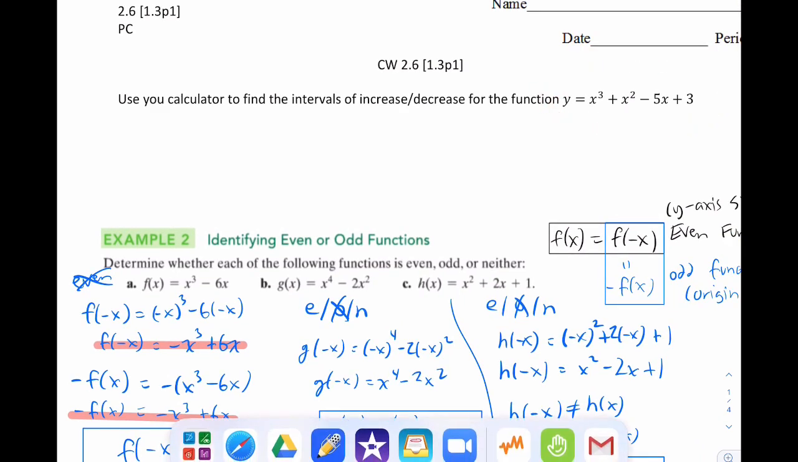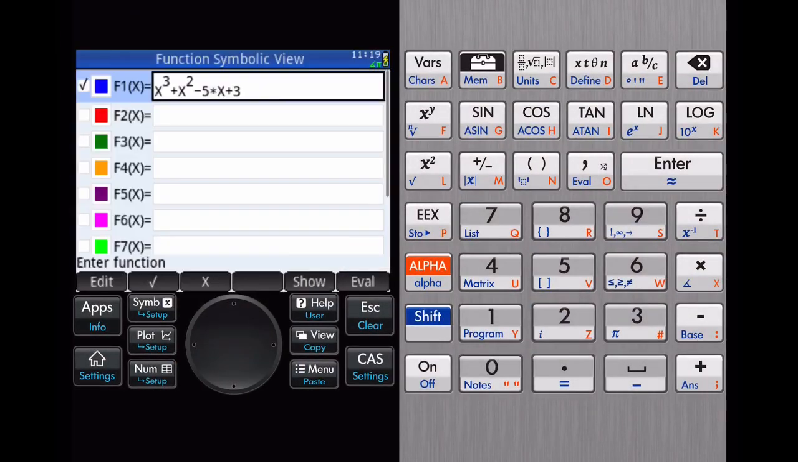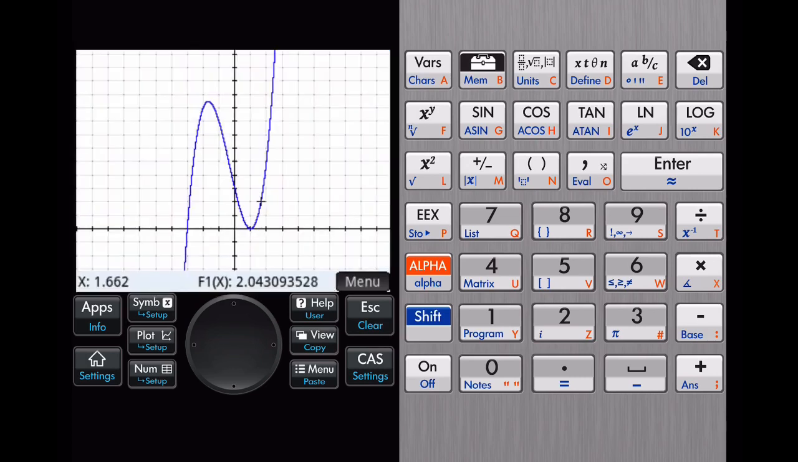So what you're going to want to do is open your calculator. I typed in my function right there. So take a moment to pause and just type that in. That's the function we're dealing with. Once you've typed it in, we're going to hit plot. And notice how there's our graph.